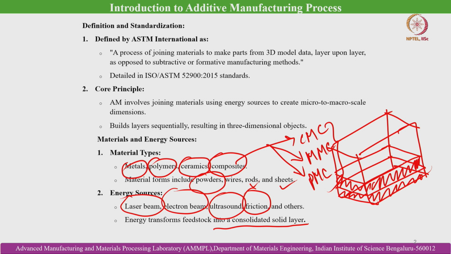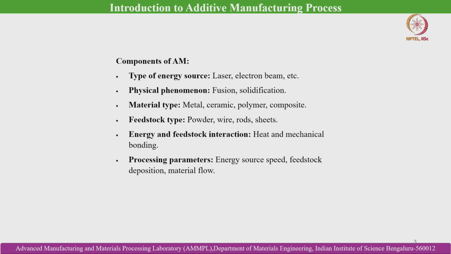3D object. Okay. So, the components of AM: type of energy source, as I already told, like laser, electron beam, arc, etc. The physical phenomena are fusion and solidification. Material type also, like I discussed, metal, ceramic, polymer and composite. And the energy feedstock interaction is heat and mechanical bonding. And then processing parameters: energy source, speed, feedstock deposition, material flow, etc. There are several other processing parameters that we will discuss subsequently.